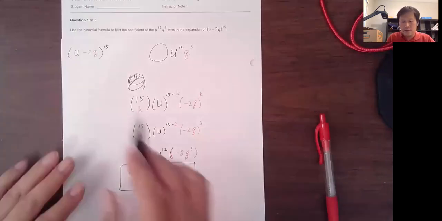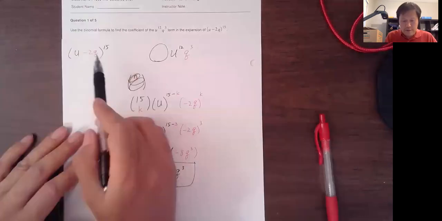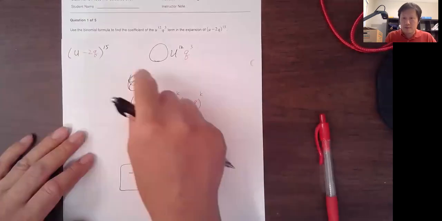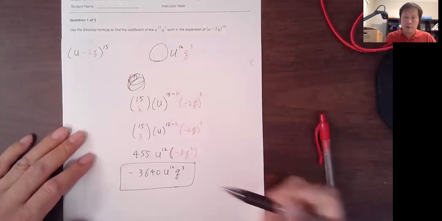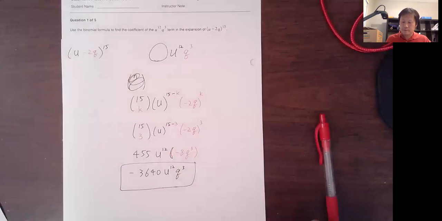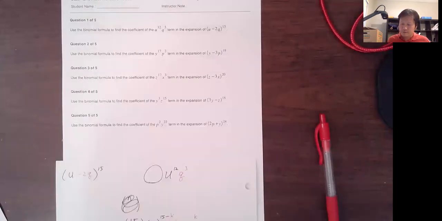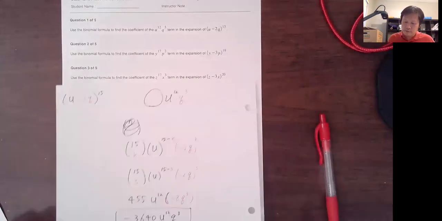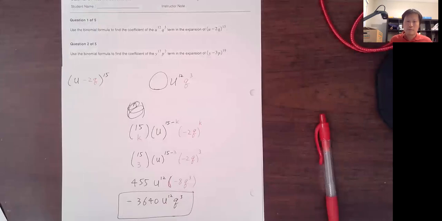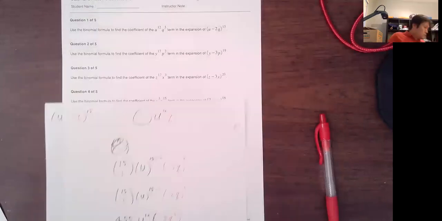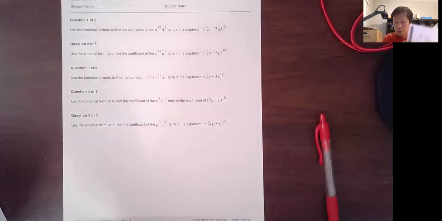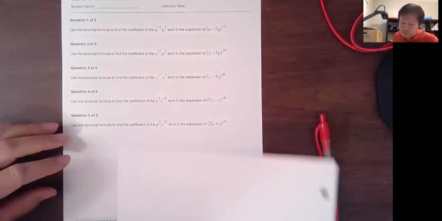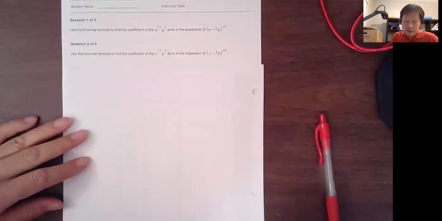So imagine if you're trying to expand all the way with the 15, you have 16 terms. That's going to be too much work. So you definitely want to use this binomial theorem to get the answer. So let me show you a couple more. Let me try the second question.